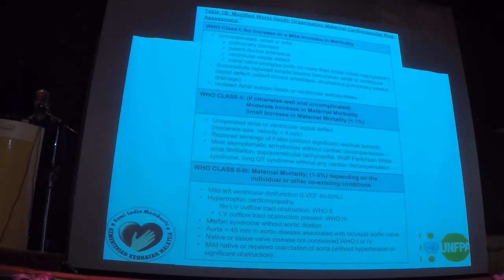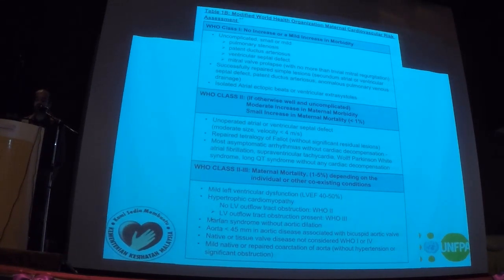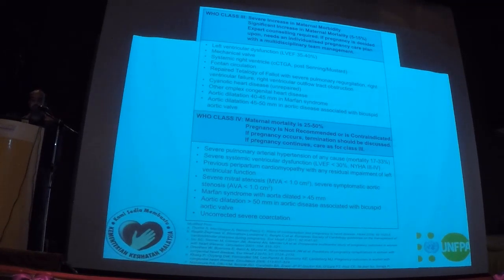Class 2 are those which have a moderate increase in maternal mortality. They are the unoperated ASD and VSD, repaired TOFs, and asymptomatic arrhythmias like your WPWs, AFs, and SVTs. You also have class 2 to 3, which are those patients with mild left ventricular dysfunction, HOCM, Marfan's without aortic dilatation, and native or tissue valve disease not considered WHO 1 or 4, and mild repaired coarctation of the aorta. Then you have class 3, which have a significant increase in maternal mortality.